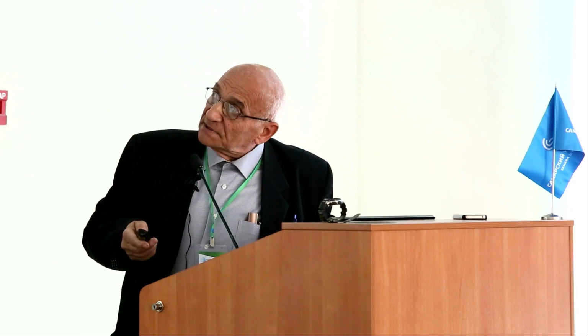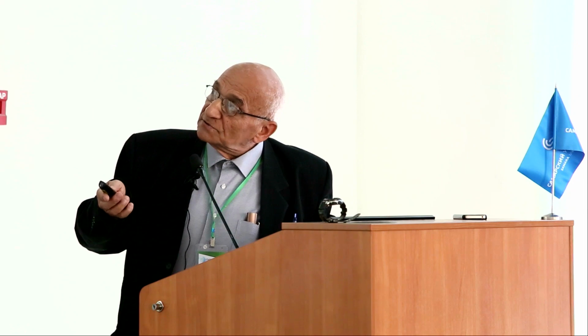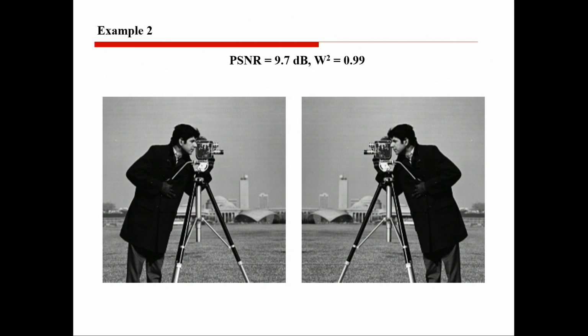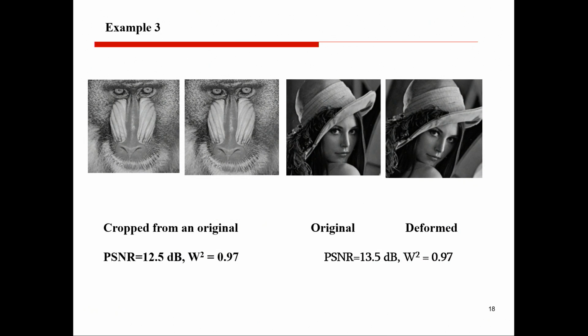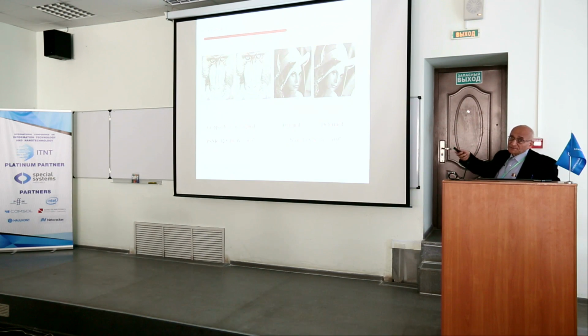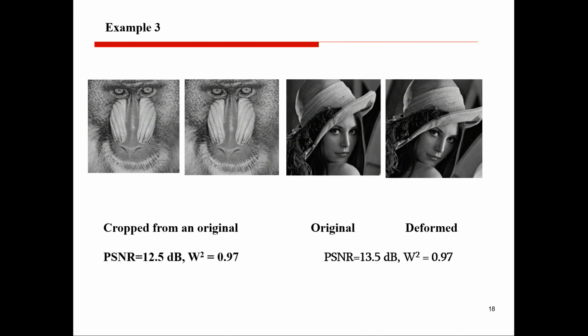Есть и другие интересные примеры. Вот то же самое изображение, просто перевернутое на 180 градусов. Такой же результат. Здесь первые два – это вырезки из оригинала, которые отличаются всего на одну строку и на один столбец. Для визуальной системы человека это одно и то же изображение. Но расчеты показывают, что PSNR не ловит это сходство, а W квадрат ловит. Здесь справа проведена деформация, которая практически не влияет на качество изображения, то, что мы глазами видим.